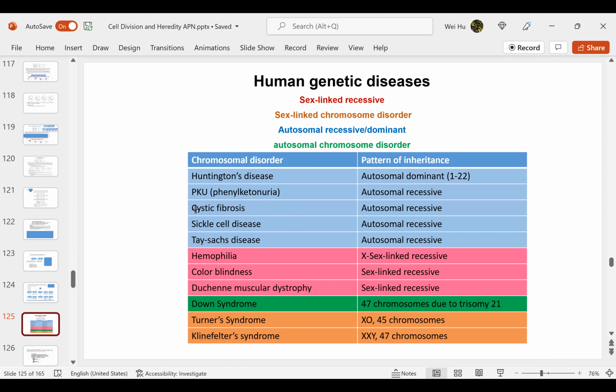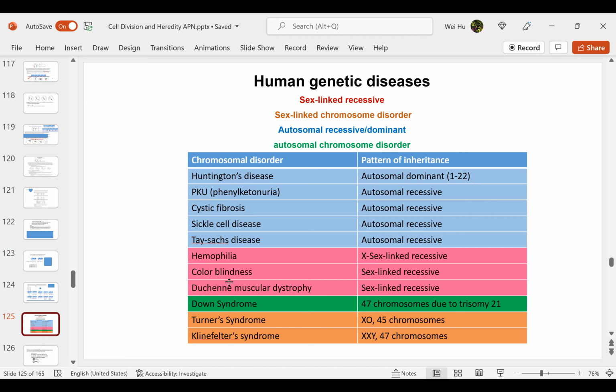Okay, so cystic fibrosis is also a kind of common disease. It's also recessive. Huntington disease is a dominant disease. They are all autosomal diseases, which means the disease allele is on one of chromosomes 1 to 22.